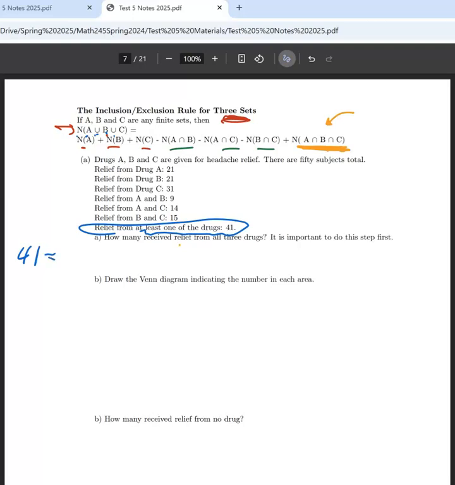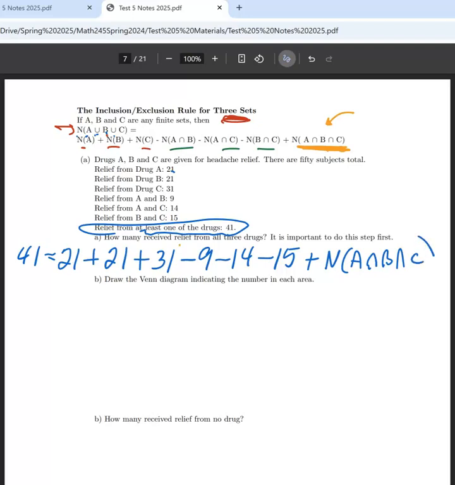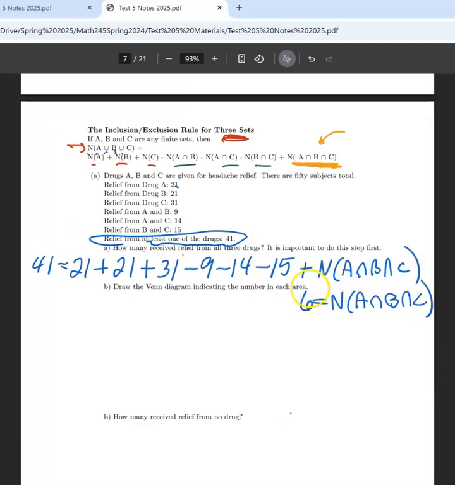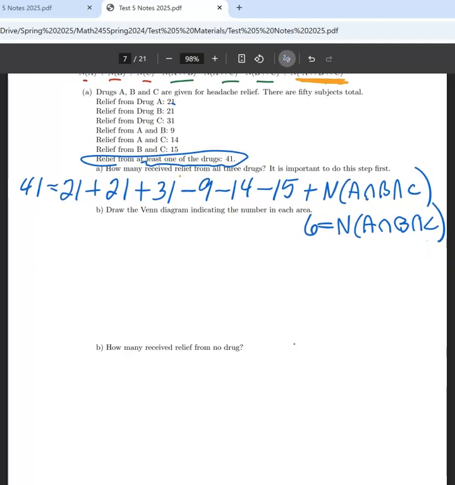So 41 of them received help from something. Then I'm going to find out the number that was helped by drug A. That's 21. The number helped by drug B, that's another 21. By C, 31. And then we're going to subtract off these intersections. So subtract off 9 and subtract off 14, subtract off 15. And this is what I am trying to find, this inside thing. So if you'll trust my subtraction, I got that 6 is equal to the number that's in the very center. So that's the number helped by all 3.